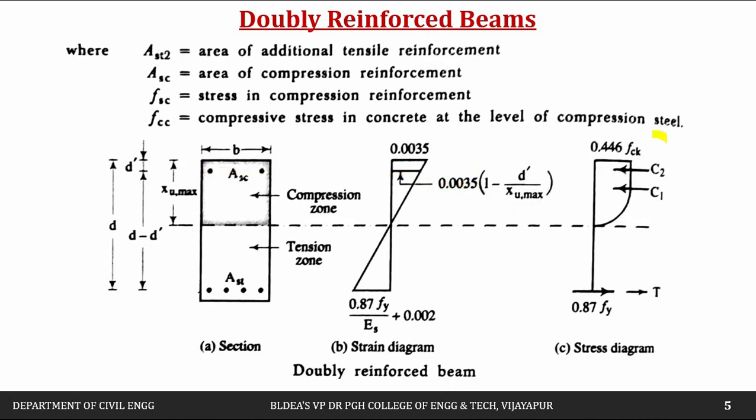And this is the stress diagram. Now our aim is to calculate ASC and AST2. How do we calculate these values? That we will try to see. FSC is nothing but the stress in the compression reinforcement. FCC is nothing but the compressive stress in the concrete. This value is very much lesser, so we can neglect it.